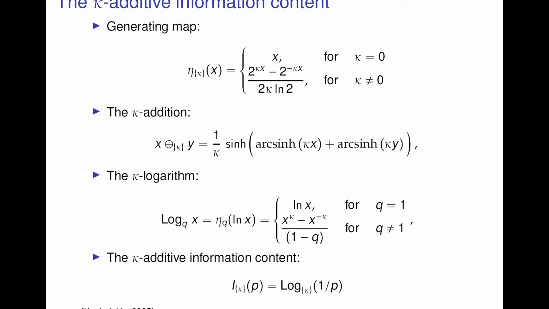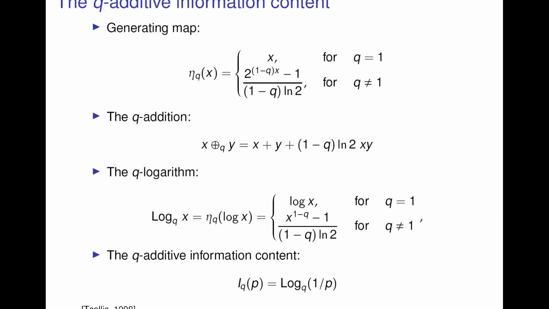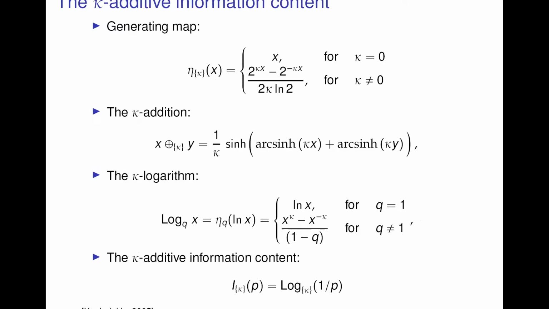Another example is kappa-additive information content. Again, we can form it in the same way, with a small difference in the generating function, which we can compare. In kappa, instead of the minus 1 in the denominator, we have 2 to the minus kappa x. But this will give us a different pseudo-additivity rule, and this is the rule with the hyperbolic sine and its inverse. We can define the q-logarithm in the same manner, and this is the basis of Kaniadakis entropy and its generalization.